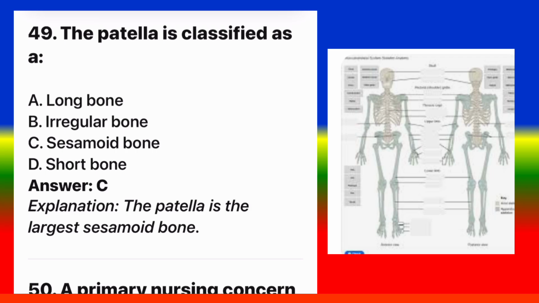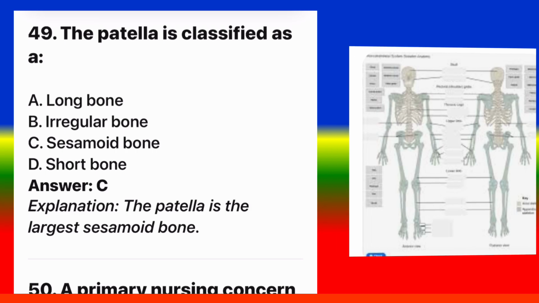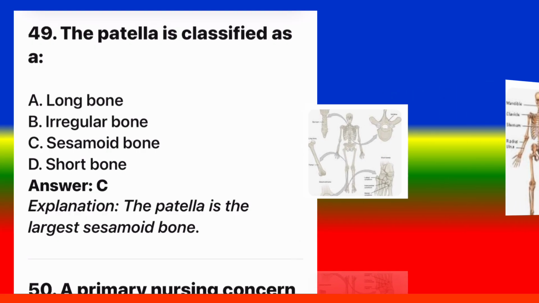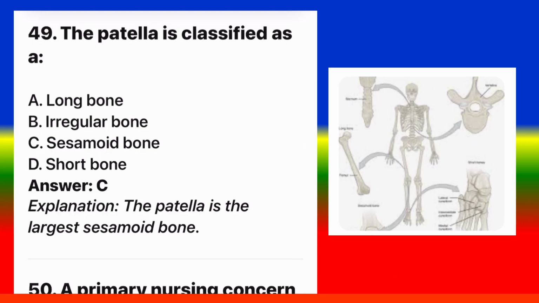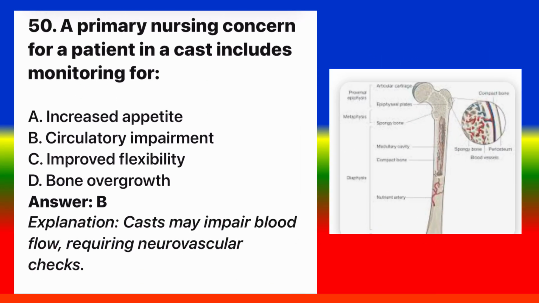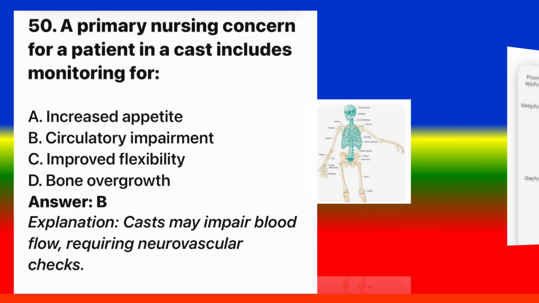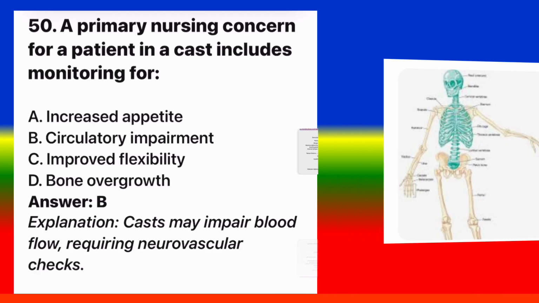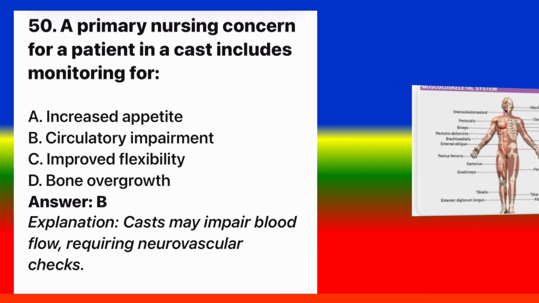49. The patella is classified as: A. Long bone, B. Irregular bone, C. Sesamoid bone, D. Short bone. Answer C. Explanation. The patella is the largest sesamoid bone. 50. A primary nursing concern for a patient in a cast includes monitoring for: A. Increased appetite, B. Circulatory impairment, C. Improved flexibility, D. Bone overgrowth. Answer B. Explanation. Casts may impair blood flow, requiring neurovascular checks.